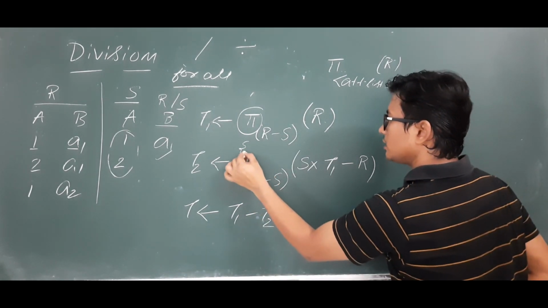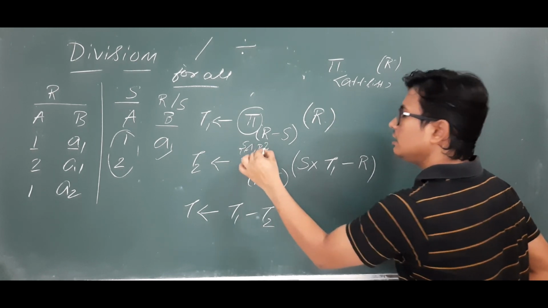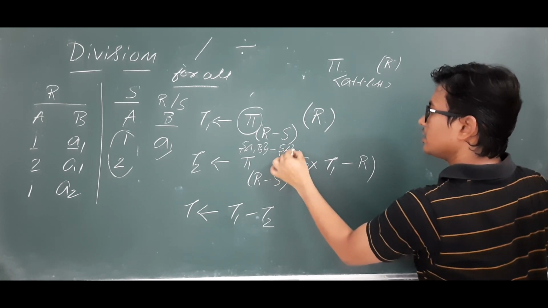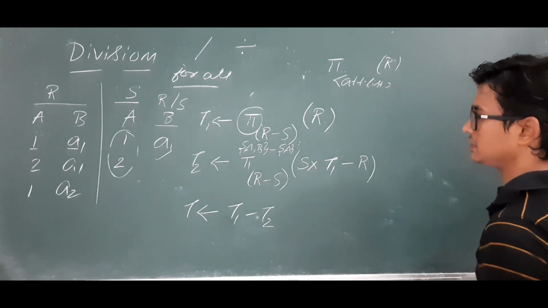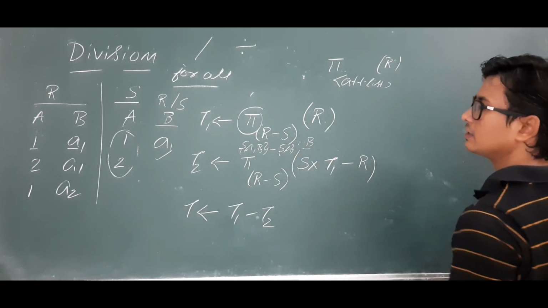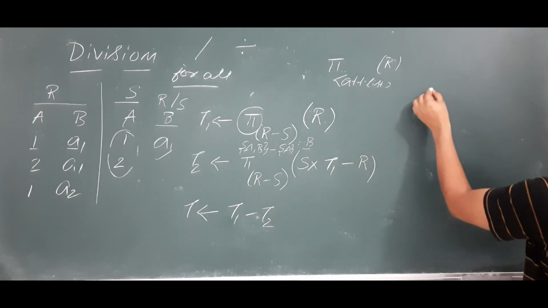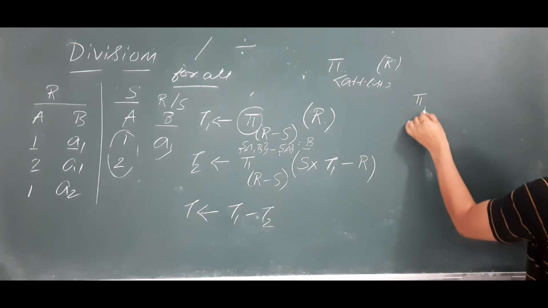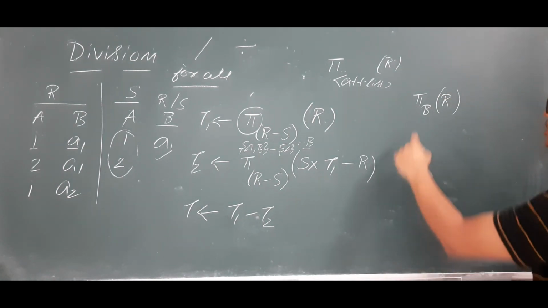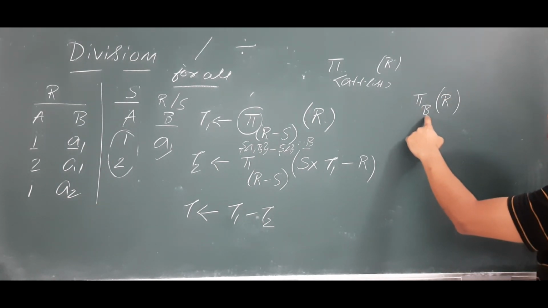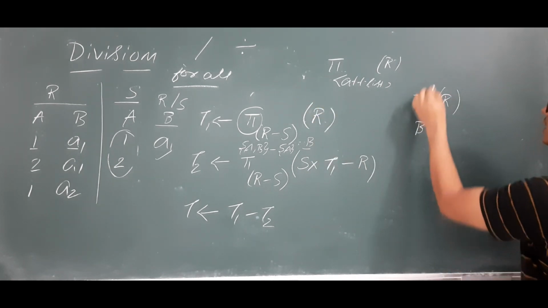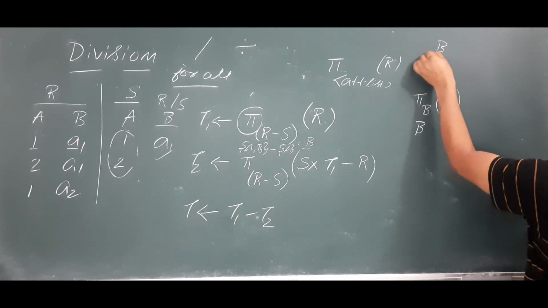What are the attributes present in the relation R? A and B. What are the attributes present in the relation S? A. So if I apply set difference, AB minus A, I will get B. Is it clear? So they are indirectly mentioning projection of B from the relation R, meaning the projection operator with the attribute list B on a relation R. So you will get B.